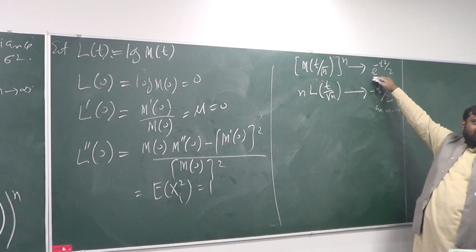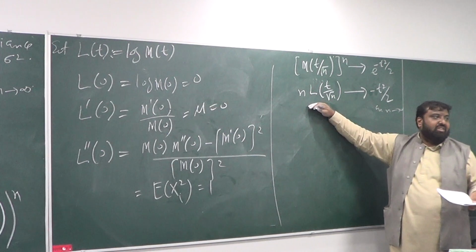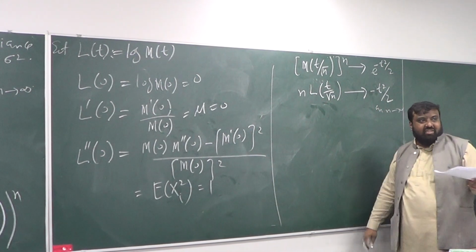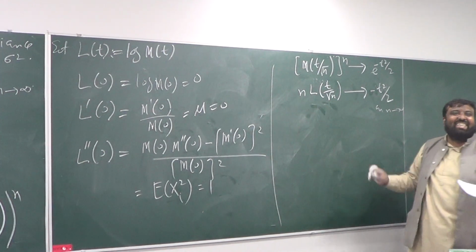And that's it. So what I want to do is take the L of t over square root of n, multiply it with n, and try to compute the limit. So this could come in a calculus contest actually.